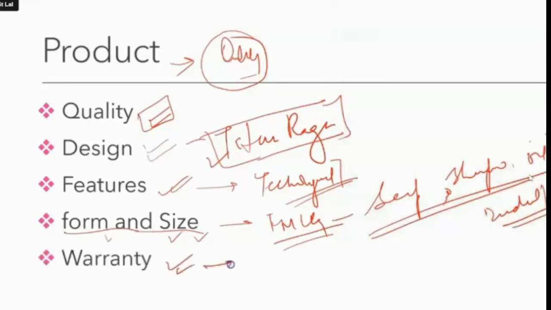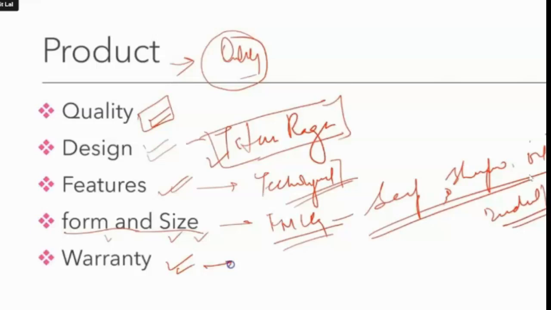And that's why companies do offer products in different shapes and sizes. Next we have the warranty. That is also very important, specifically for expensive products. So if your product is a technical product or an expensive product, people will definitely look for what kind of warranty you are offering.